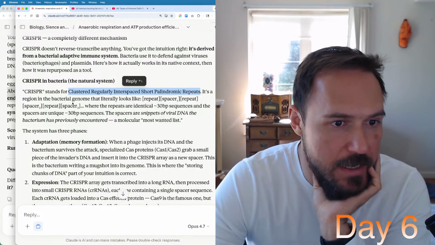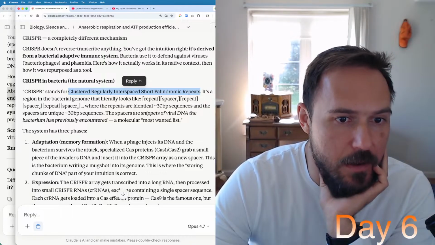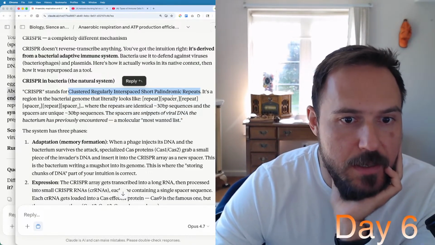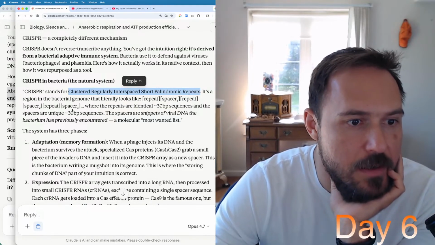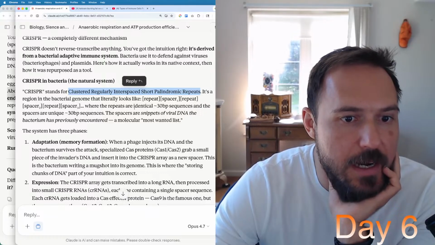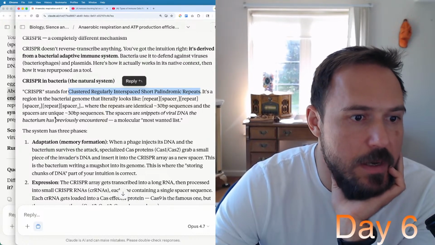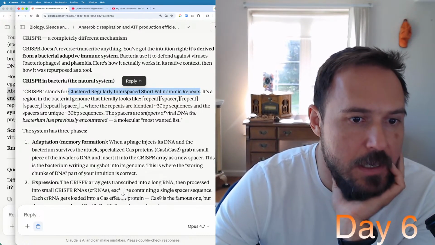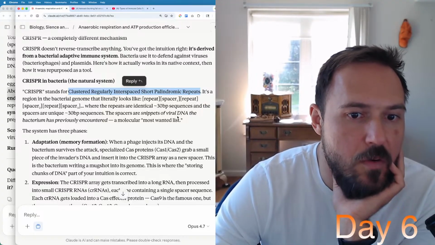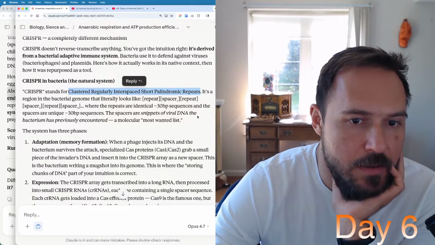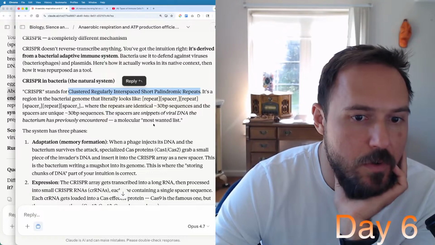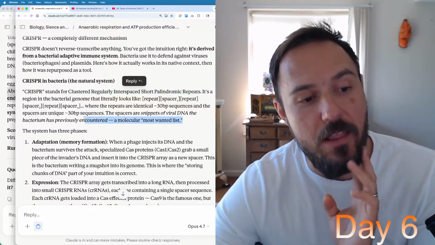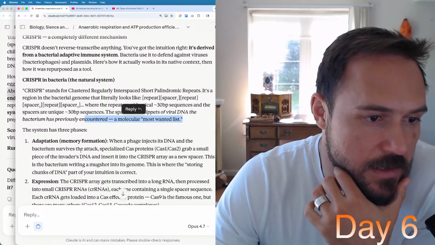It's a region in the bacterial genome that literally looks like repeat, spacer, repeat, spacer, repeat, spacer, where the repeats are identical 30-base-pair sequences and the spacers are unique 30-base-pair sequences. The spacers are snippets of viral DNA. The bacterium has effectively kept a molecular most-wanted list. Love it. The system has 3 phases.